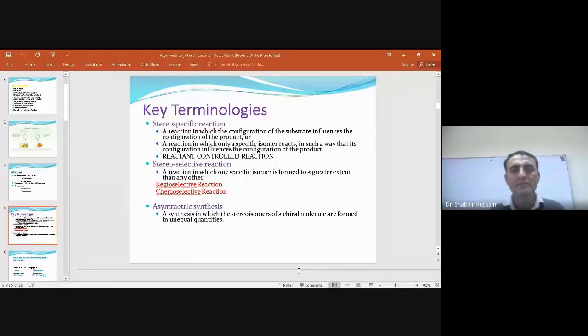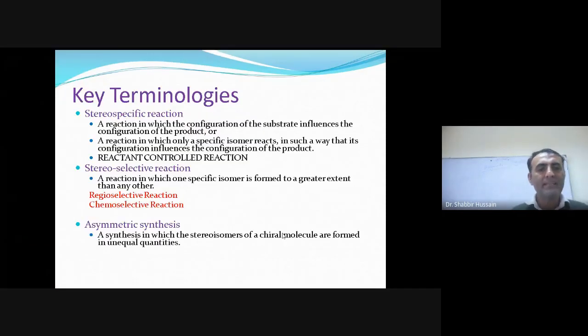Product, there are basically two main reactions. One is stereospecific reaction and another is stereoselective reaction, right? Stereospecific reactions are basically reactant control reactions, in which the configuration of the reactant or substrate influences the configuration of the product. Or in other words, a reaction in which only a specific isomer reacts in such a way that its configuration influences the configuration of the product.